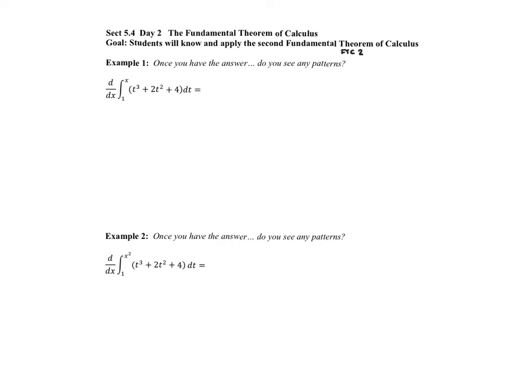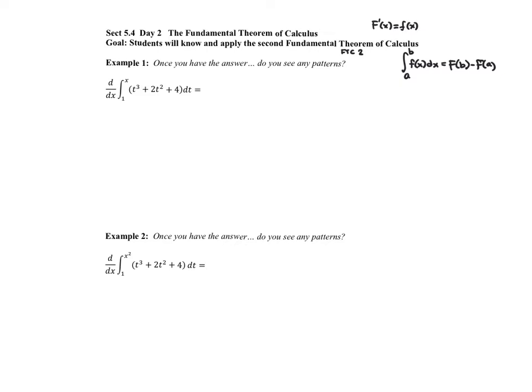Okay, FTC1 says that if big F prime of x is equal to f of x, then the definite integral from a to b of little f of x with respect to x will be equal to big F at b minus big F at a. Okay, that is a big F. And that's going to be utilized today to formulate what's called the second part of the fundamental theorem of calculus.